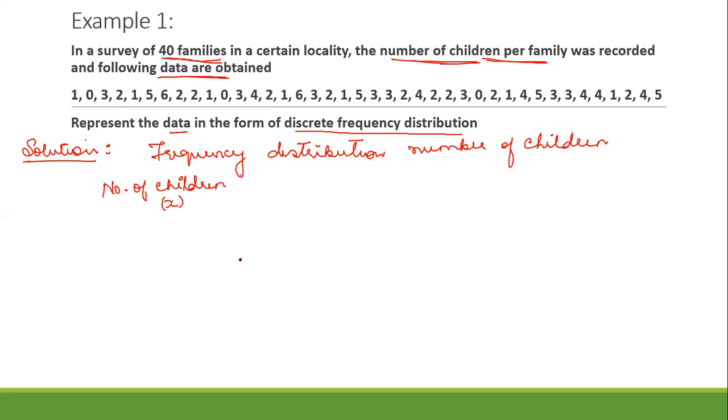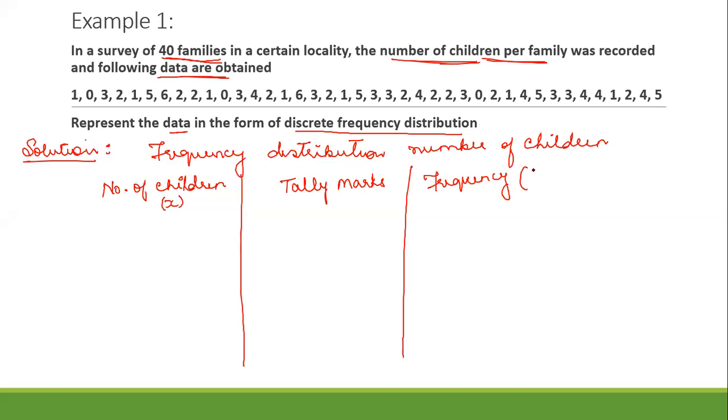Okay, second column we need tally marks or tally bars, whatever. And what is the third column? We need frequency, that is, under each variable we need to see how much frequency comes. So frequency, which will be noted as F. Okay, these are the three columns.